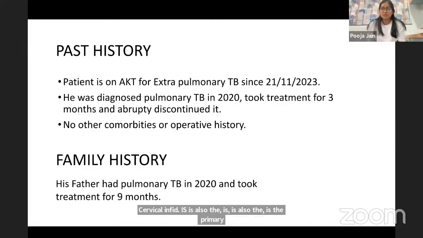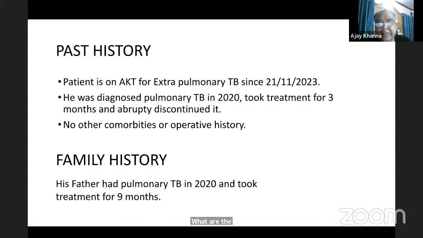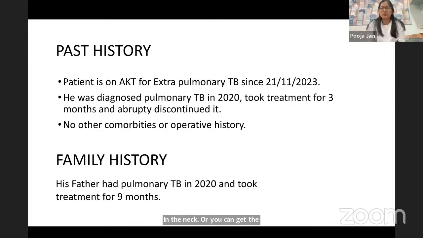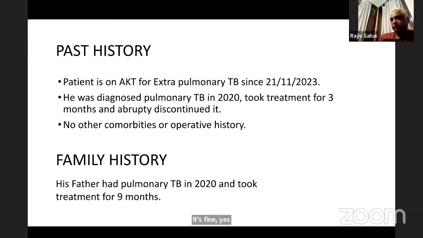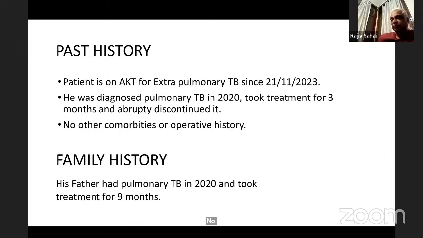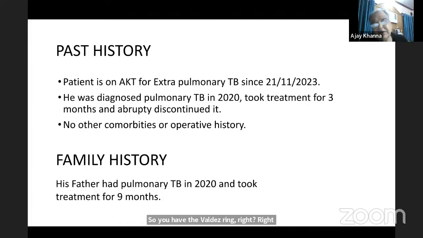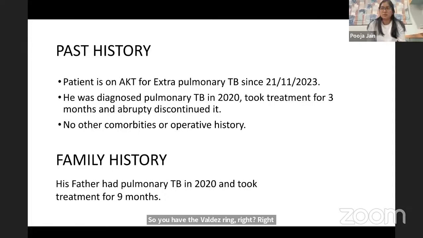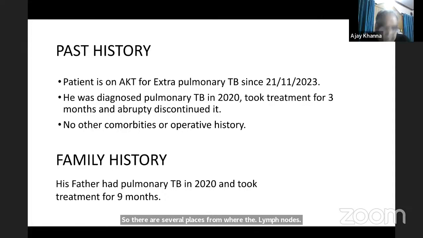What are the various places from which the cervical lymph nodes can get tuberculosis in the neck? Spine, yes, more common. Lung. Tonsils. Hypopharynx. So you have Waldeyer's ring, right? Yes, sir. So there are several places from where the lymph nodes can come. Okay, go ahead.